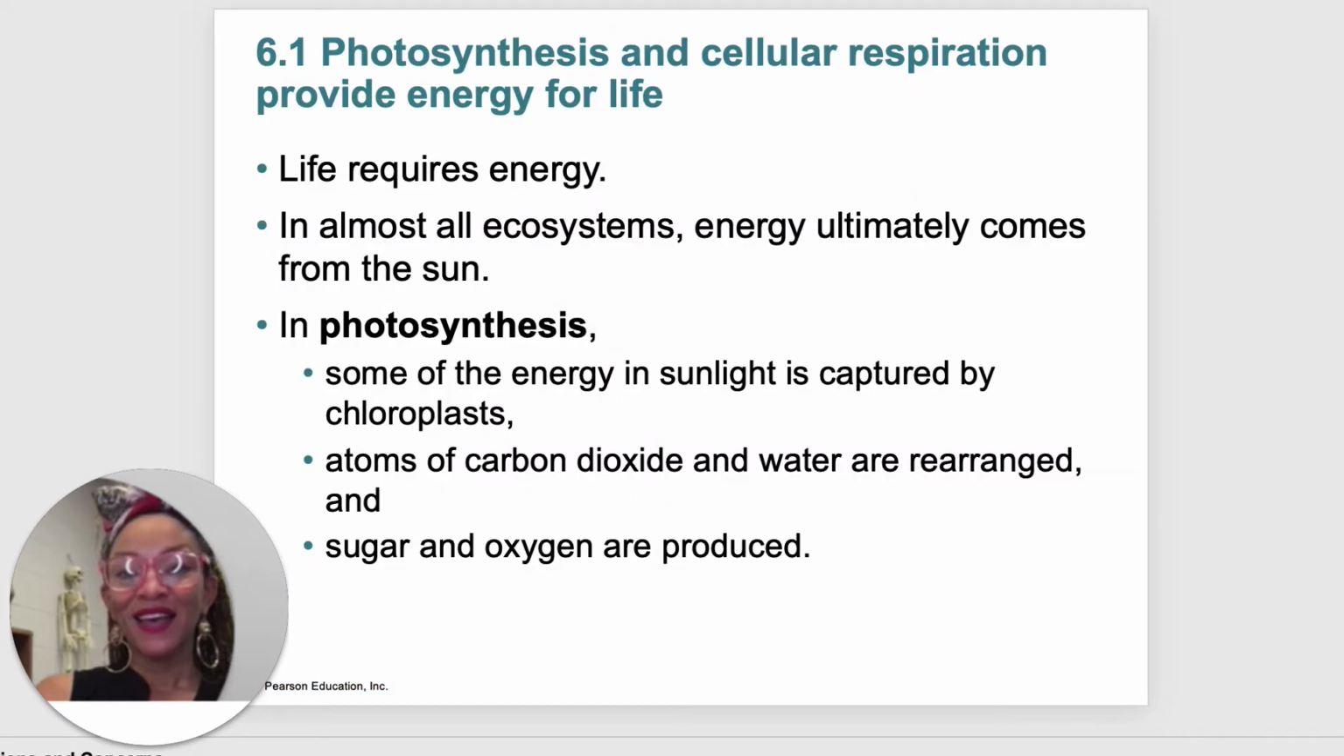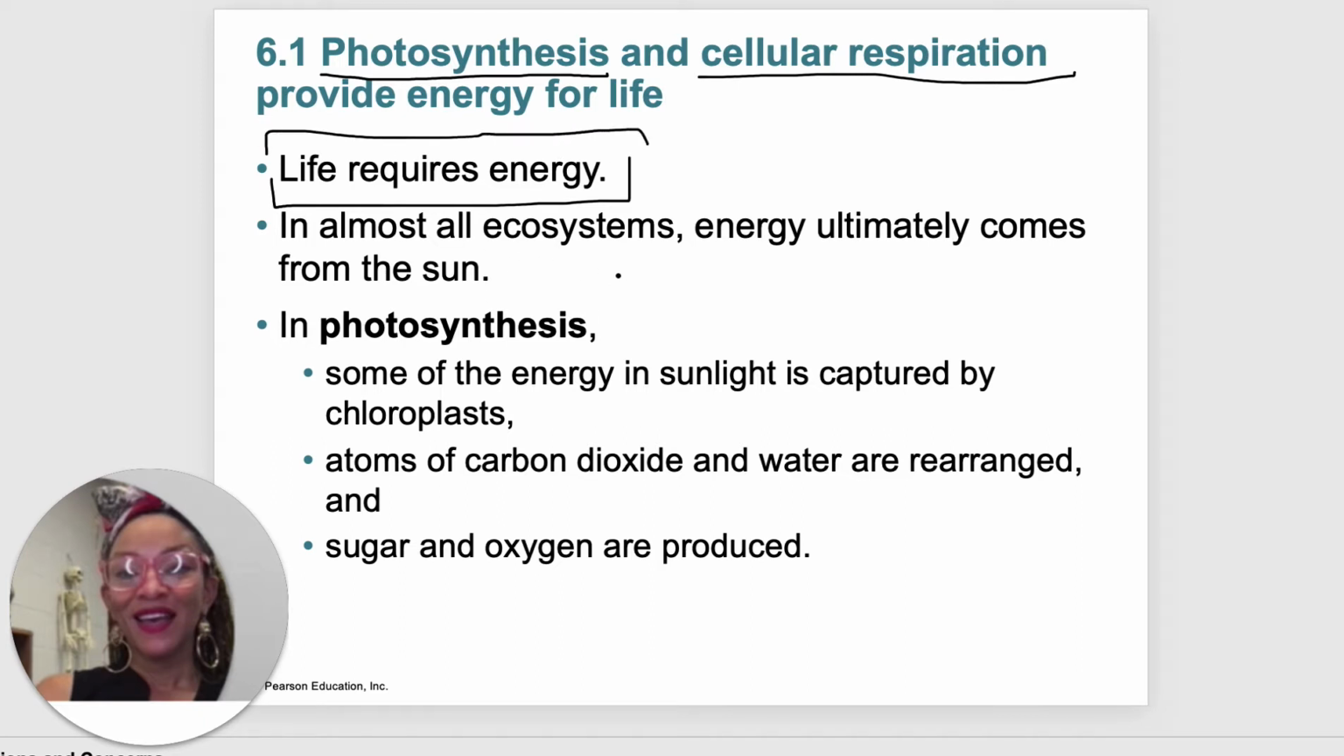So for this chapter, we're talking about cellular respiration, and in the next chapters, we'll talk about photosynthesis. Photosynthesis is the way that plants use sunlight to make energy, and cellular respiration is the way that our cells use sugar to make energy. Anything that is alive requires energy, typically in the form of food or sunlight. So for all ecosystems, energy ultimately comes from the sun.